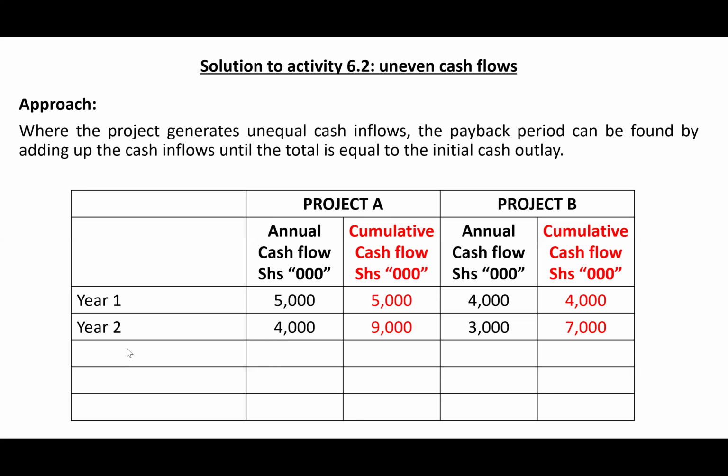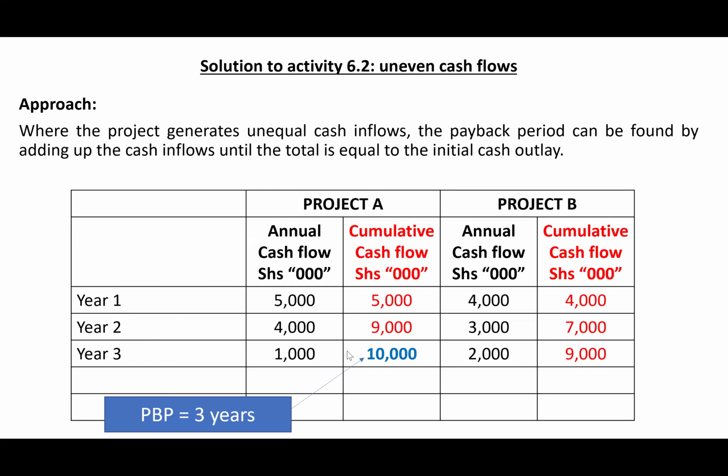Now we move to year number three. Project A gives us 1 million. When we add 1 million to 9 million, we get the 10 million. Remember, we invested 10 million, so it looks like project A has given us the initial investment. Project B in year three gives us 2,000, which cumulatively comes to 9 million. Project B has not yet paid back. So we shall say the payback period for project A is 3 years. We have already received the 10 million that we invested.